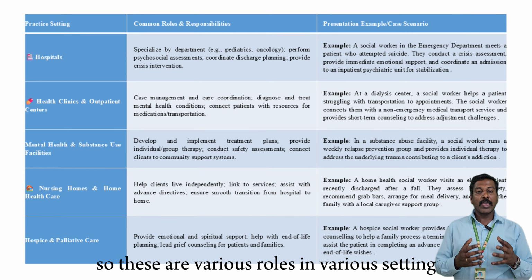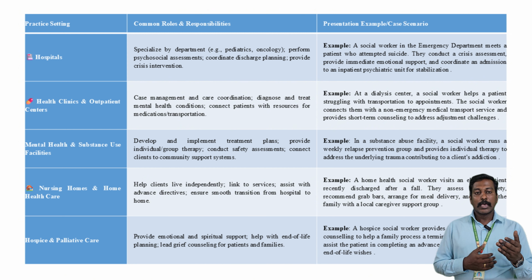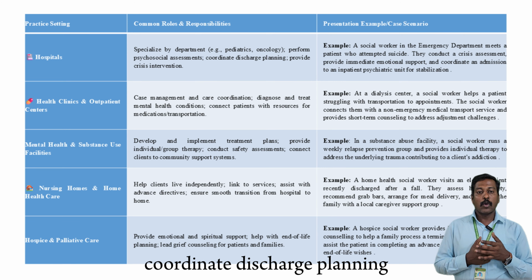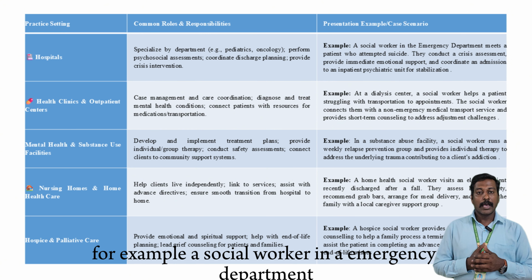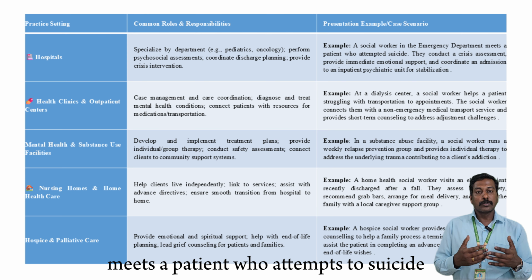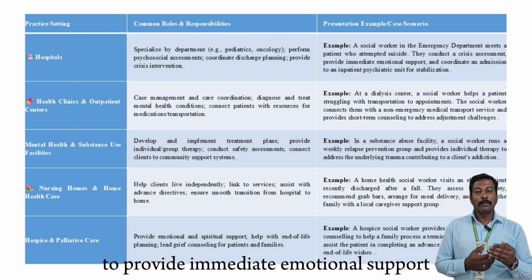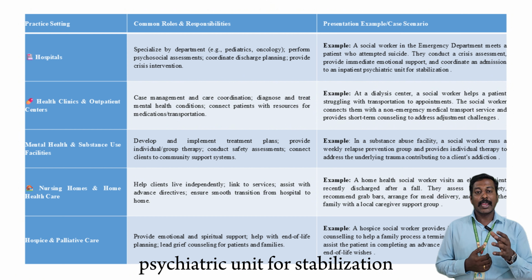So these are various roles in various settings that our medical social workers are playing. In the hospitals, the common roles that they play are they perform psychosocial assessment, coordinate discharge planning, and provide crisis intervention. For example, a social worker in an emergency department meets a patient who attempted suicide. They conduct a crisis assessment to provide immediate emotional support and coordinate an admission to an inpatient psychiatric unit for stabilization.